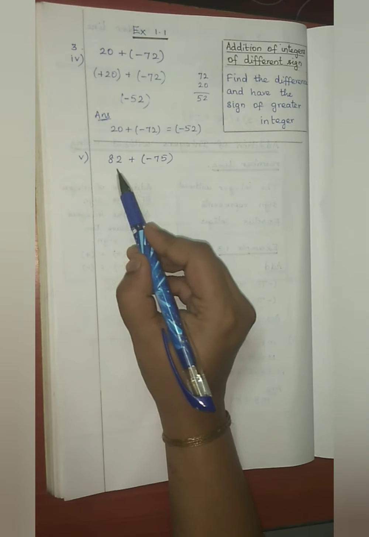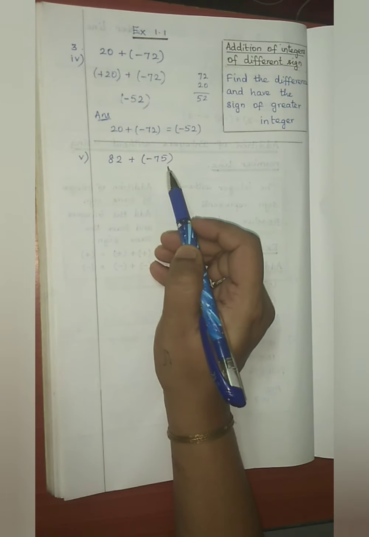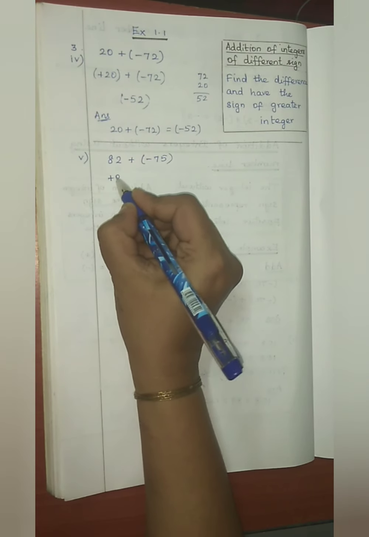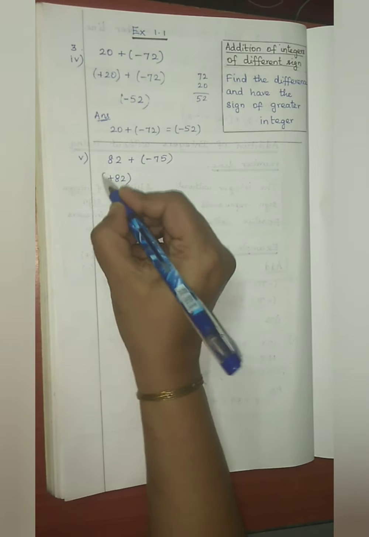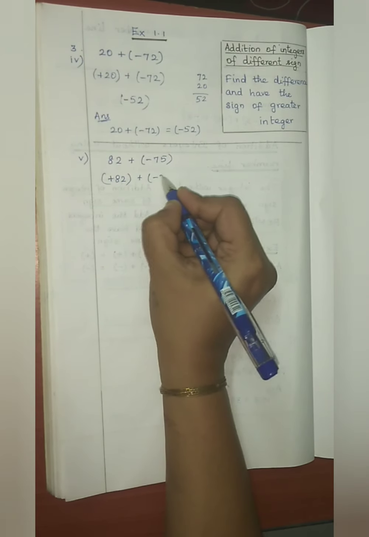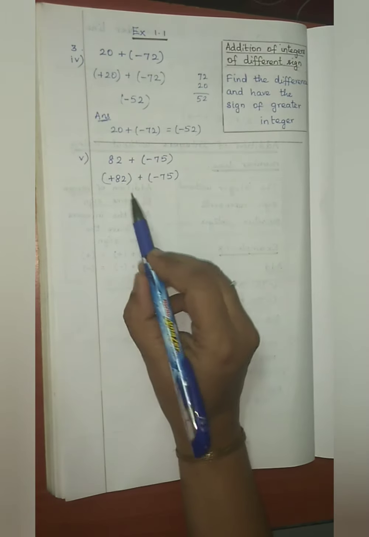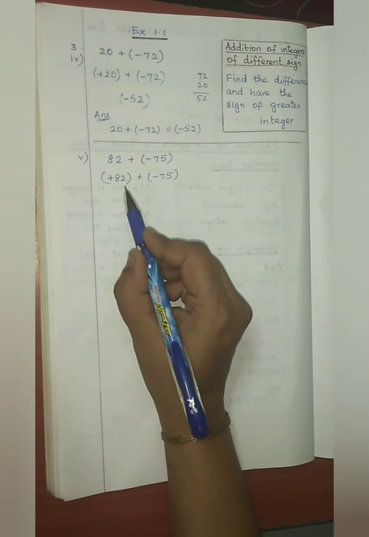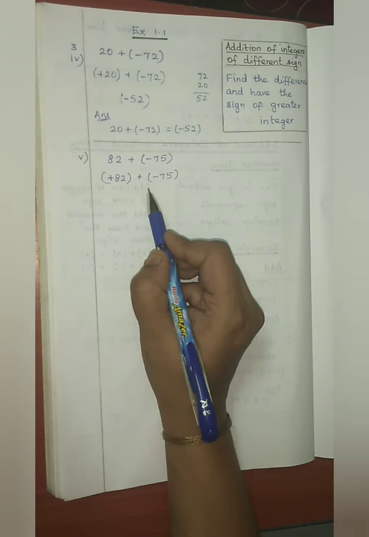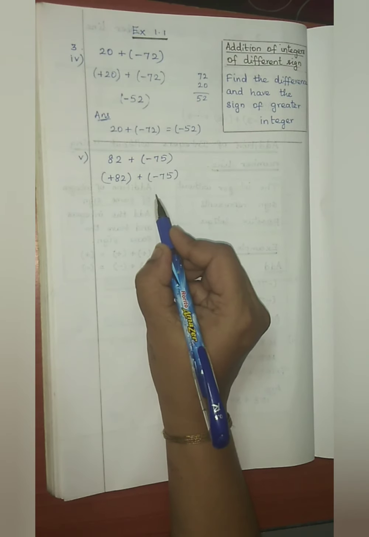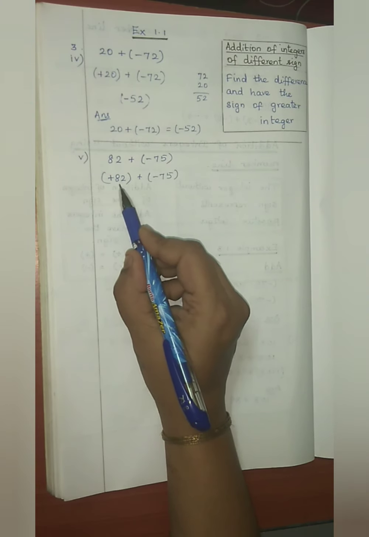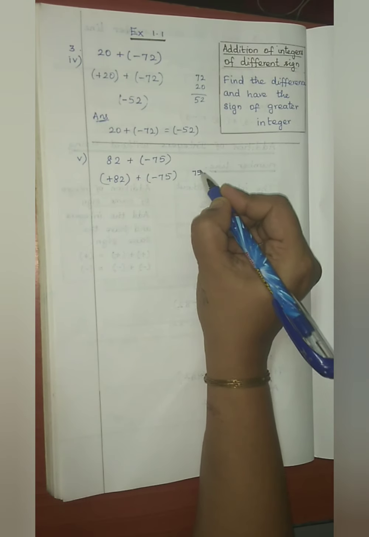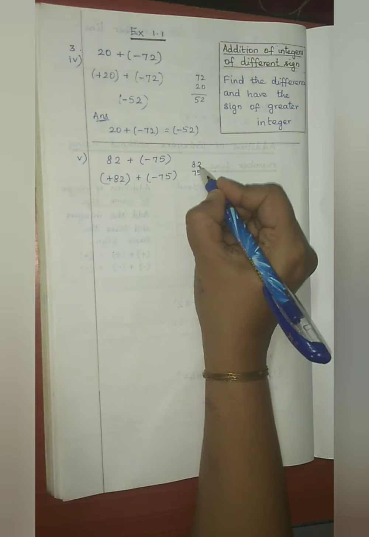Fifth subdivision, 82 plus minus 75. This 82 can be written as plus 82, plus minus 75. These two integers are of different sign, so to add them, we have to subtract the smaller integer from the bigger integer. Which is smaller, 82 or 75? 75 is smaller, isn't it? So, subtract 75 from 82.